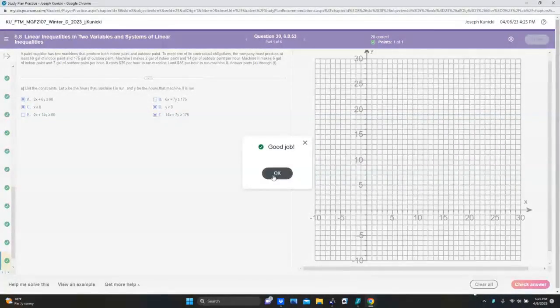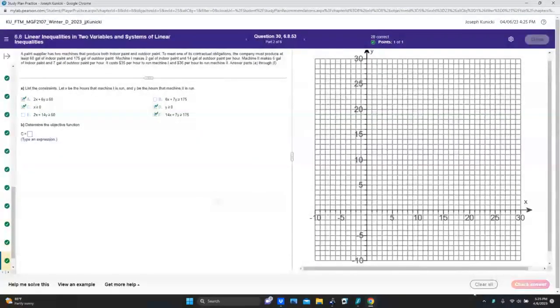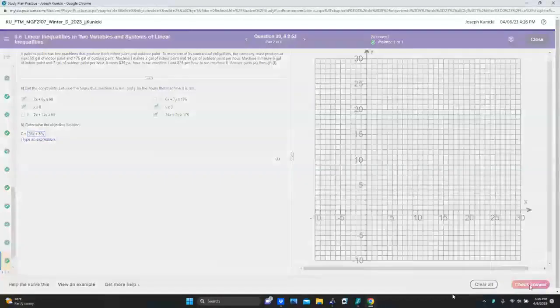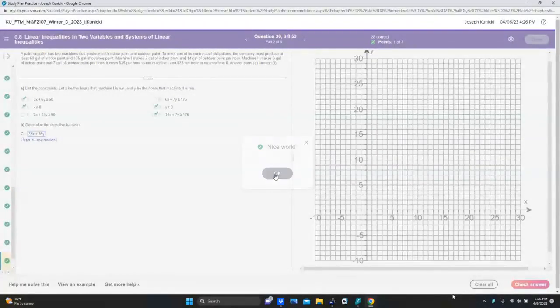All right? Now I just have to determine the objective function. In the last sentence, it says it costs $35 per hour to run machine 1 and $36 to run machine 2. So this is a cost function, and it's 35x, right? $35 per hour for x, that's machine 1, plus $36 for machine y per hour. So there's my cost function to run the machines. And we probably want to minimize this. That's what we're going to try to do. All right, so that's correct.